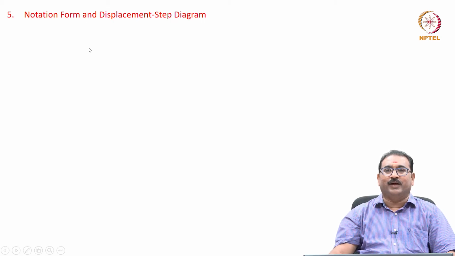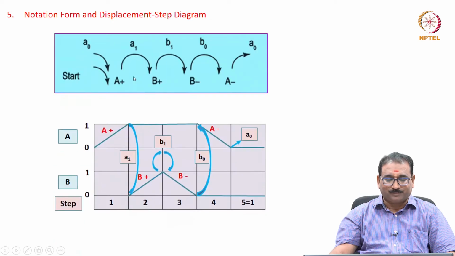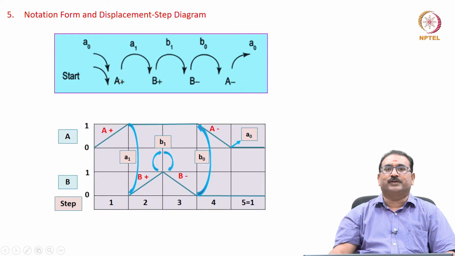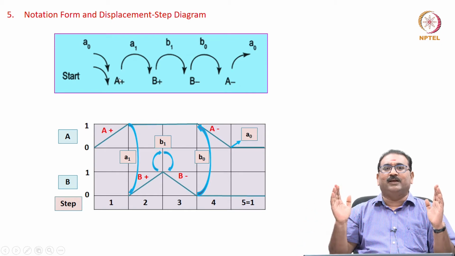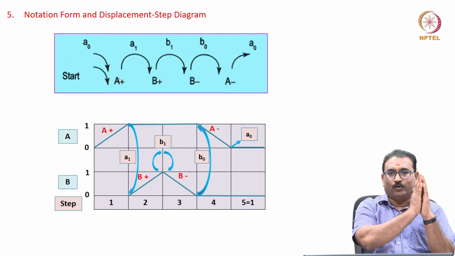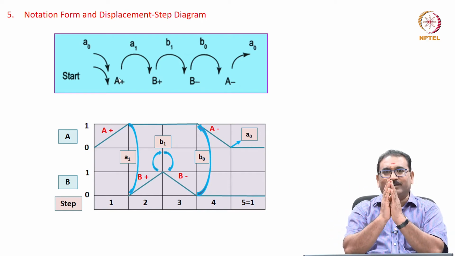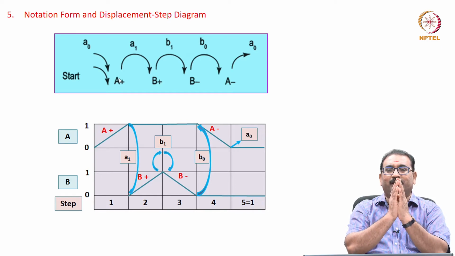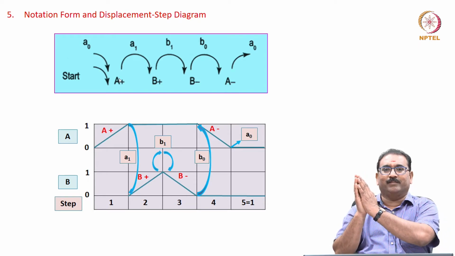Then one more thing is there. Generally, fluid power engineers use notational form and a displacement step diagram to represent the control task. How it is, we will see now. You will see now, friends, where the circuit will start, always in the retracted position, as I have told you. Cylinder A should be retracted, you have to monitor. B should be in the retracted position.